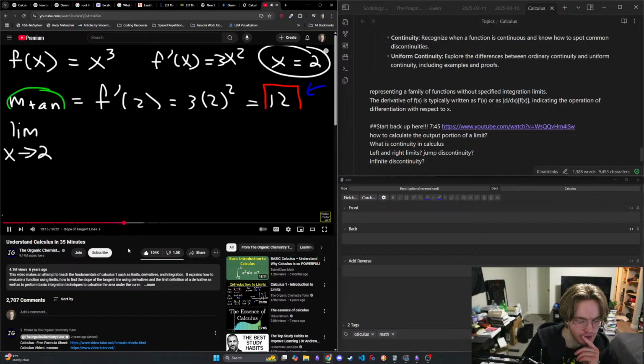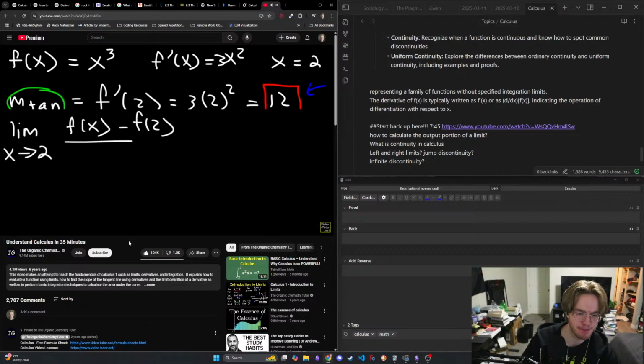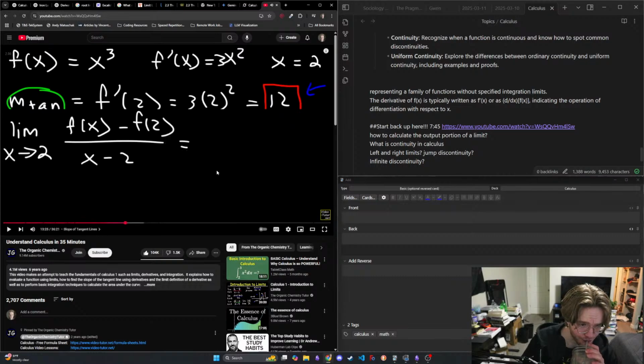So if you plug this in, it's going to be f of x minus f of 2 over x minus 2. Okay, so when we have the limit, it looks like we are specifying the second point as the limit, and then we're looking as x approaches that. Now f of x, we know, is x cubed. f of 2, if you plug in 2 into that expression, 2 to the third is 8.